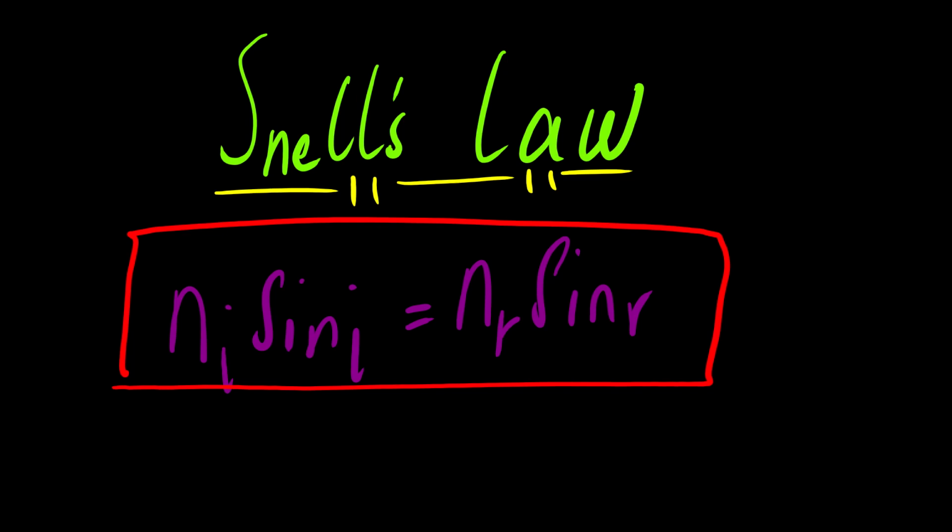Now this is our equation. Ni is the refractive index associated with the incident ray. Remember, we have two mediums. Two mediums, they both have different or the same refractive index. So the light which is traveling in the first medium, which is associated with the incidence, its refractive index in this equation is Ni.